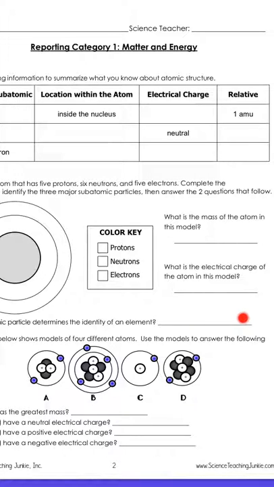What subatomic particle determines the identity of an element? Super, super, super important. The diagram below shows models of 4 different atoms. Use the models to answer the following questions. So you've got 4 diagrams here, A, B, C, and D. And that's going to help you with these answer choices here.